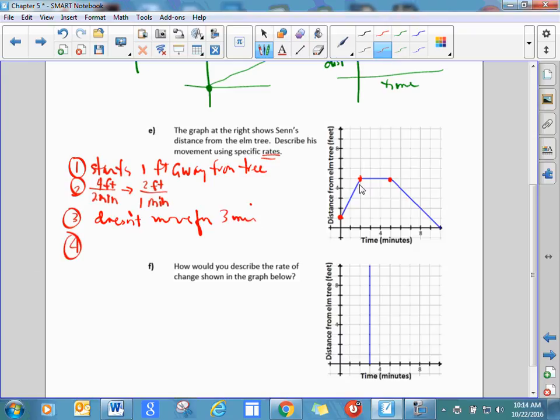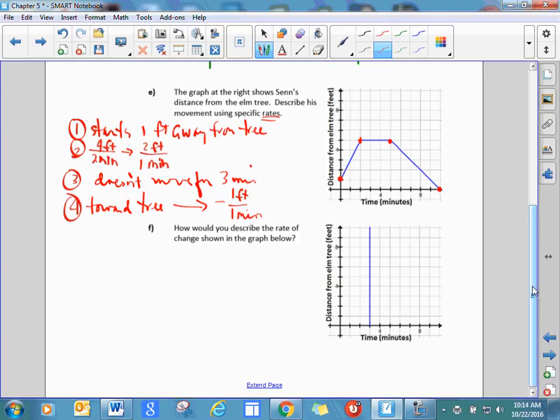And now finally, he's coming back down. So now he has a negative slope. He's moving toward tree, and let's calculate the slope. So from here to, well, we can just even use the next little point right here. This is one rise and one run for each of these. So he is rising and running at a negative 1 foot per 1 minute toward tree, and then that's his rate. And then finally, this last one, how would you describe the rate of change shown in this graph?